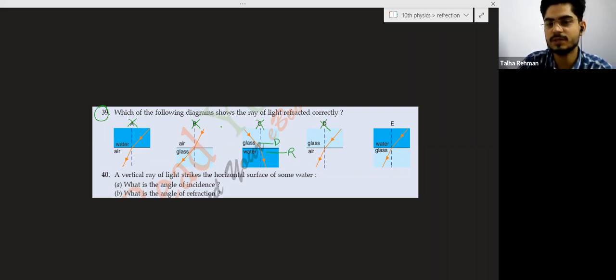So here you can see that here is water and glass. So this option is correct. See this, the light ray is bending towards the normal. Actual path of light ray is this, and this is bending towards the normal.